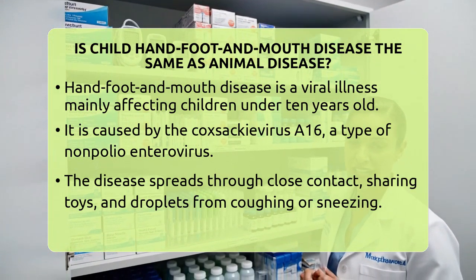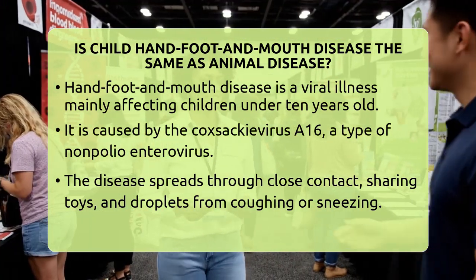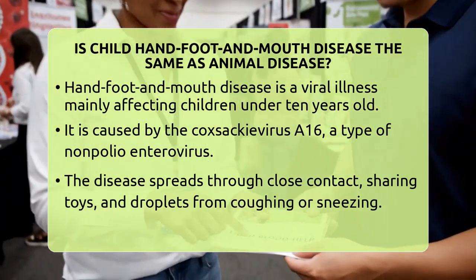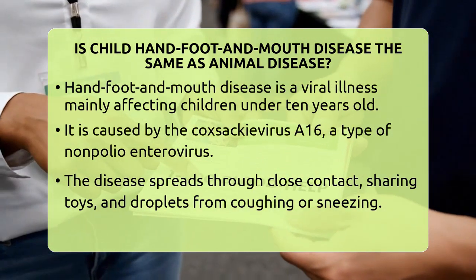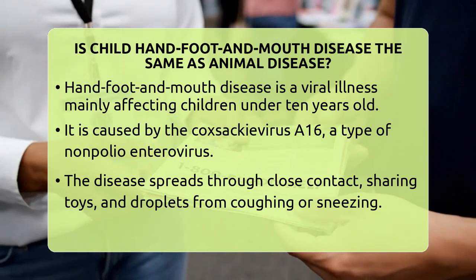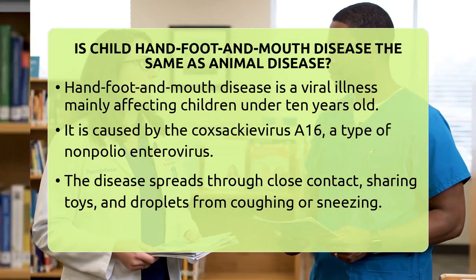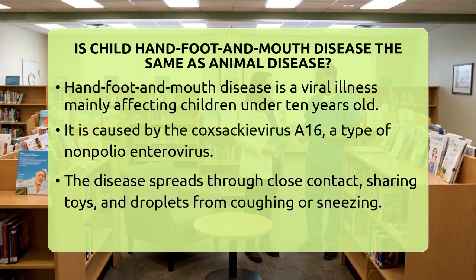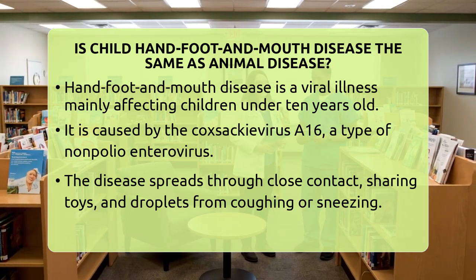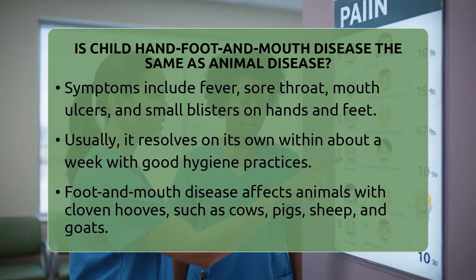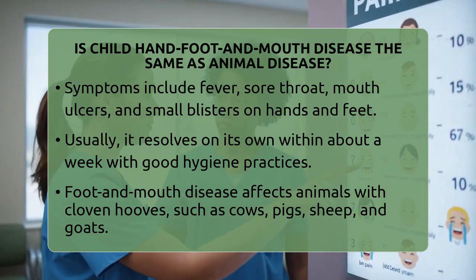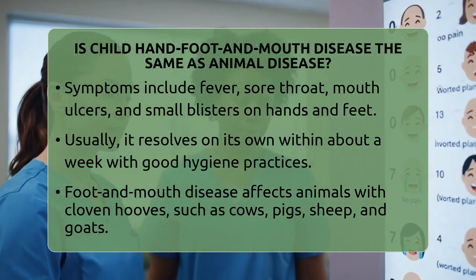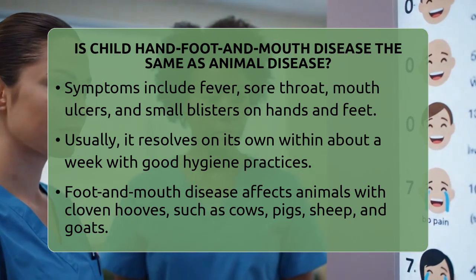Hand, foot, and mouth disease is caused mainly by a virus called Coxsackievirus A16, which is a type of non-polio enterovirus. It spreads easily through close contact, like when children share toys, or through droplets from coughing or sneezing. The symptoms usually include fever, sore throat, and painful mouth ulcers, along with a rash of small blisters on the palms of the hands and soles of the feet.